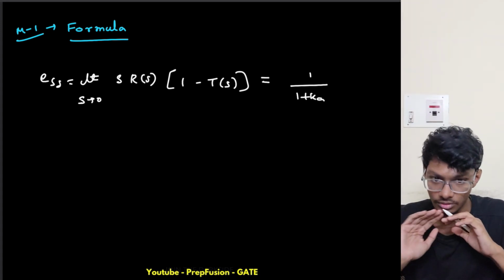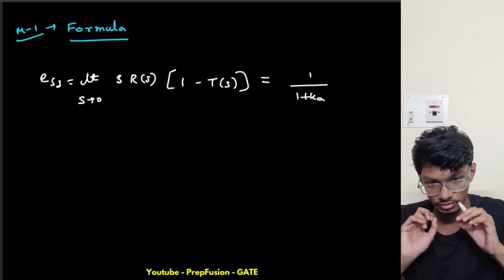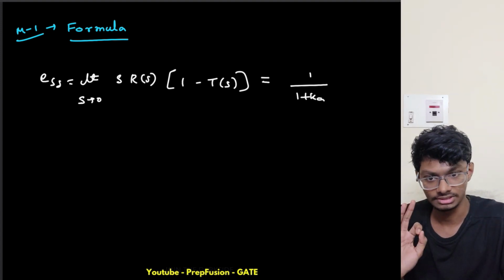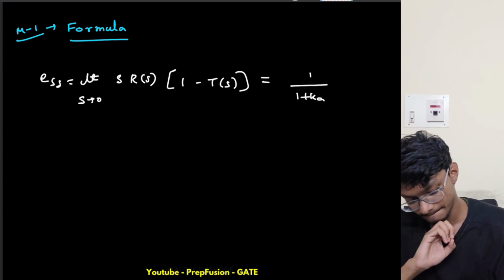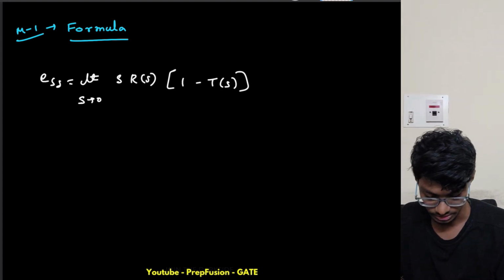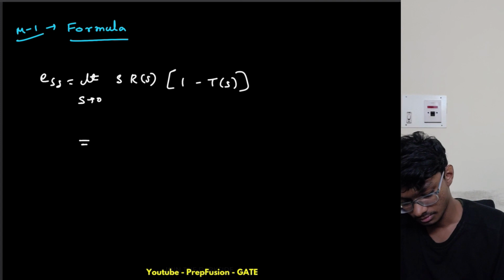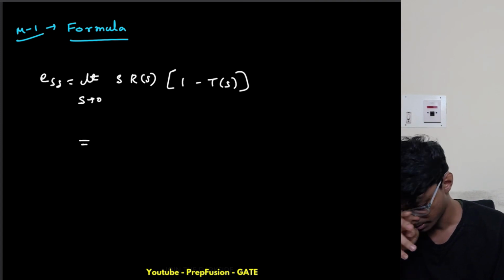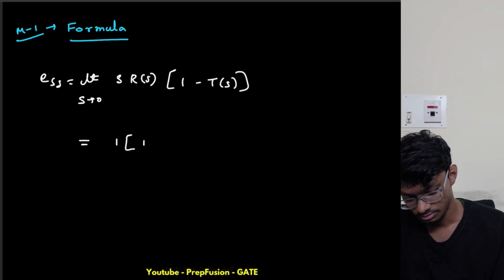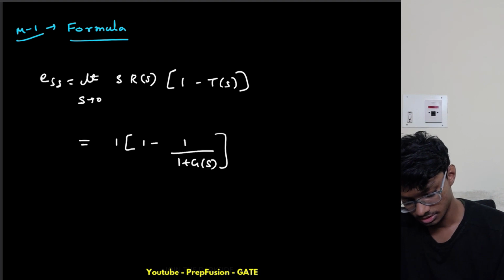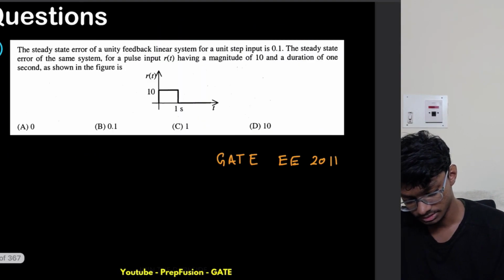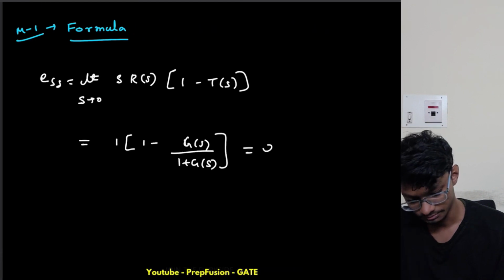Or if you don't want to do it like this, if you directly want to do it from scratch, what you can do is simply write in this equation that, my r of s is 1 by s, so this becomes 1 minus g upon 1 plus gs equals to, what is this? This is 0.1.